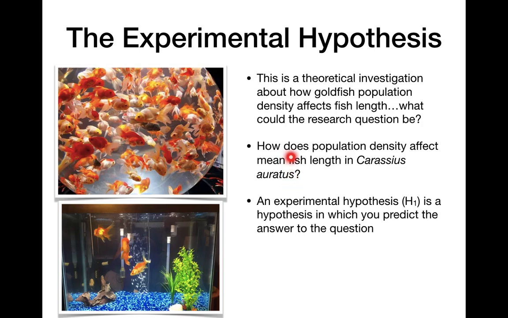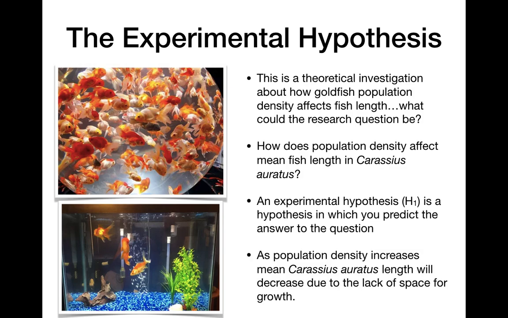And so if this is the question, what would your hypothesis be? As population density increases, mean Carassius auratus length will decrease due to the lack of space for growth. So notice how I'm explicitly answering the question, what I think will happen, the length will decrease, and I have a reason why, due to the lack of space for growth. It isn't super long. I've seen some students write hypotheses that are 3 or 4 sentences long. That's not a good practice. That kind of information should be in your background information, your introduction, not in your hypothesis. So that's your experimental hypothesis.